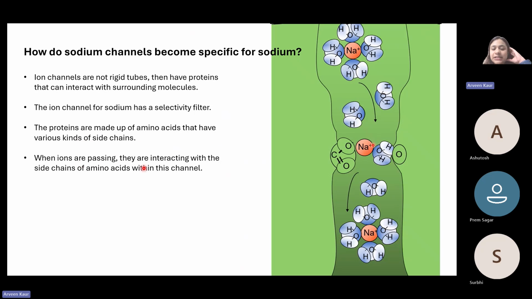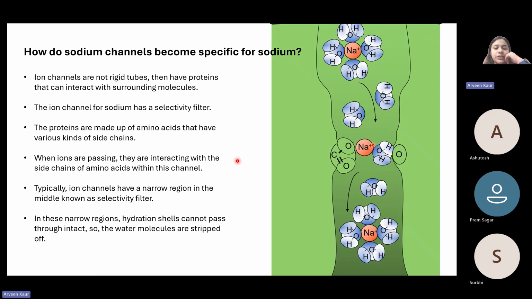When ions are passing, they interact with the side chains of amino acids within this channel. Ion channels have a narrow region in the middle known as the selectivity filter. In these narrow regions, hydration shells cannot pass as intact molecules, so they break down. The water molecules are stripped off, so only the sodium or potassium ion will remain.